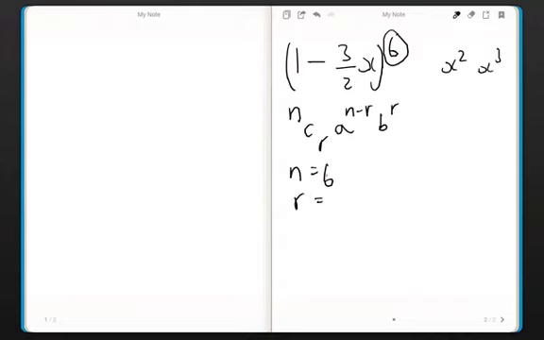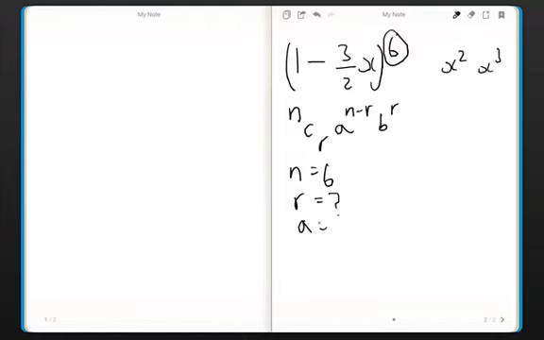Now remember, in the binomial theorem, the terms start from 0. So the first term will be r equal to 0. The second term will be r equal to 1, and so on. But here we don't know what term we need, so we'll keep this as a question mark.